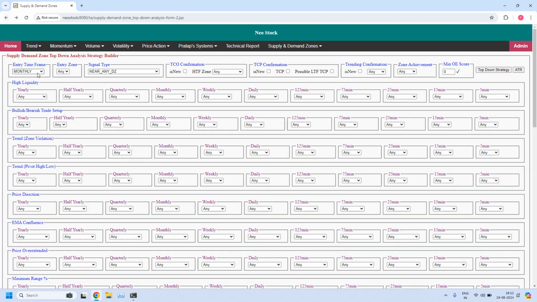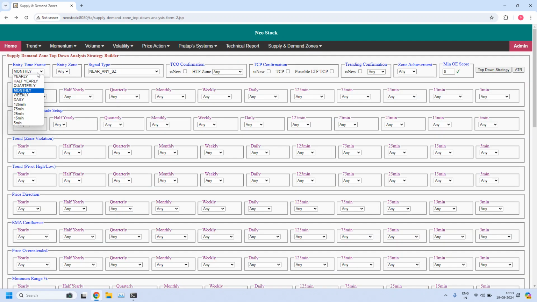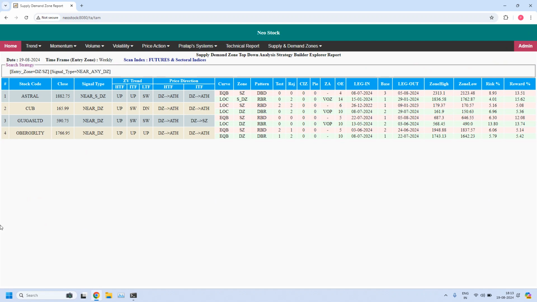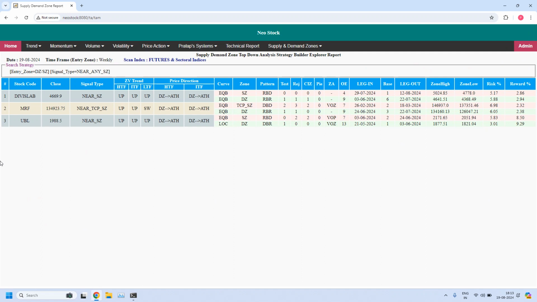And the next report, monthly time frame, let us find the stocks near monthly supply zone. Two stocks are filtered near to the monthly supply zone. And the next time frame is weekly. Let us find the stocks near weekly demand zone. Four stocks are filtered near to the weekly demand zone. The next report, weekly time frame, let us find the stocks near weekly supply zone. Three stocks are filtered.